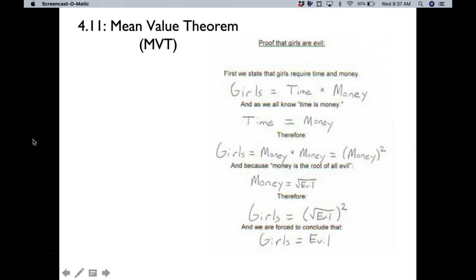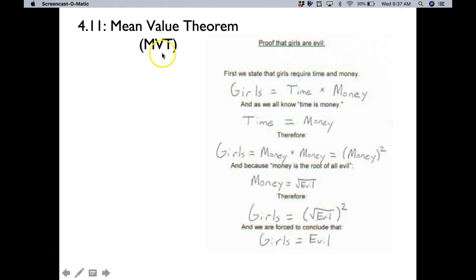Okay guys, today we're doing 4.11. That is the mean value theorem, and an easier way to say this is MVT. We will just be calling it MVT from now on instead of mean value theorem, or whenever you write it, you can just write MVT. And that's on the test as well. They'll accept the letters MVT.